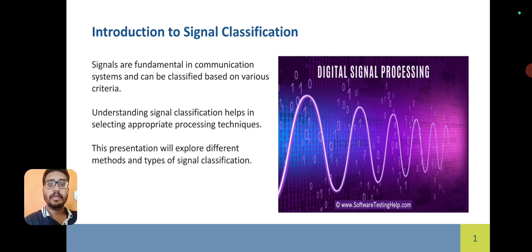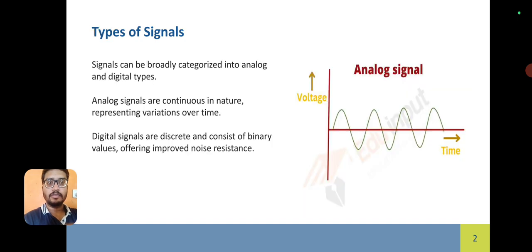Signals are the fundamental part of a communication system and can be classified based on various criteria. Understanding signal classification helps in selecting the appropriate processing technology. In this presentation, I will explain the different methodologies and types of signal classification.